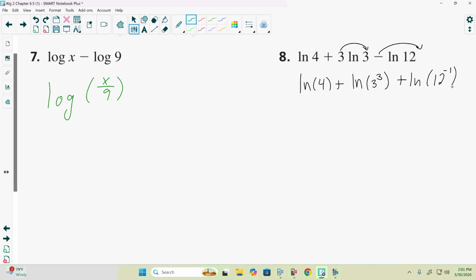Now, since we do have a product, or 3 logs being added together, I can rewrite this as a single logarithm with what's inside being multiplied together.